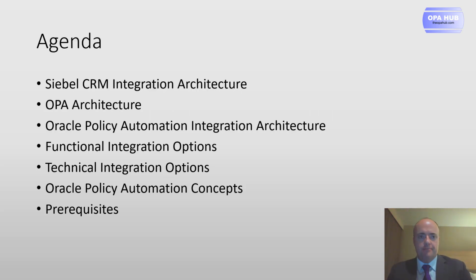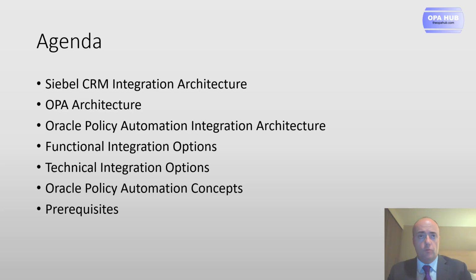Let's look at the agenda. As an introduction chapter, we're going to be focusing on the big picture. Essentially, we'll remind ourselves of typical Siebel CRM integration architecture. We'll look at the OPA architecture as a whole, and then we'll focus on the integration architecture, so that we can begin to map typical Siebel CRM integration tools with whatever OPA has to offer. We'll also look at some functional integration and technical integration options.